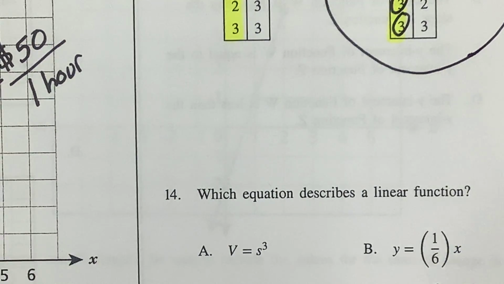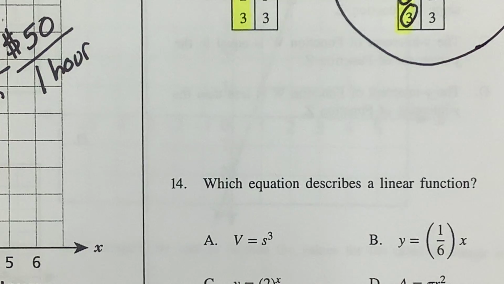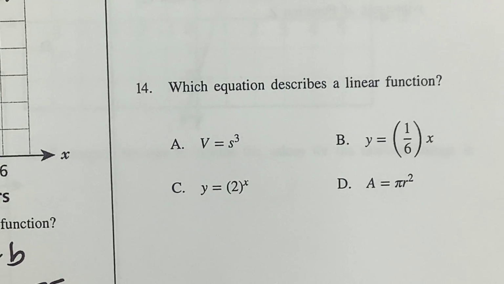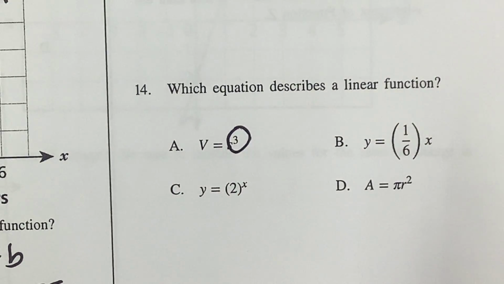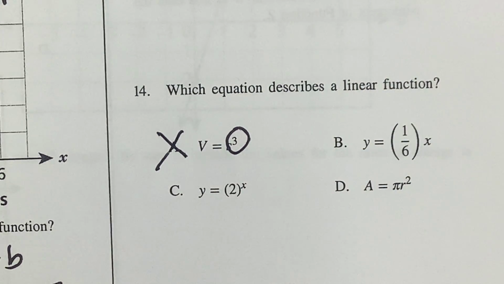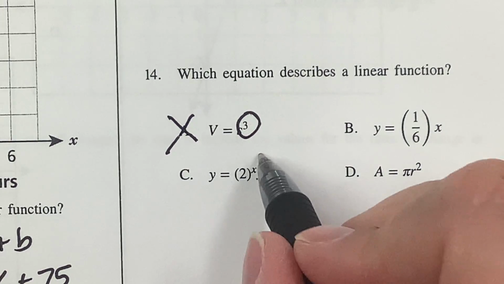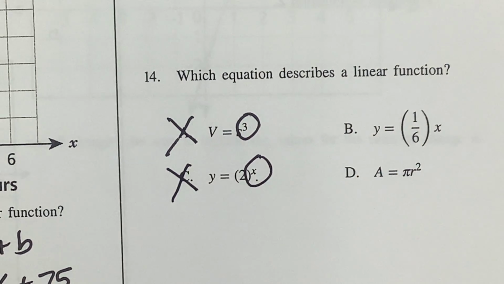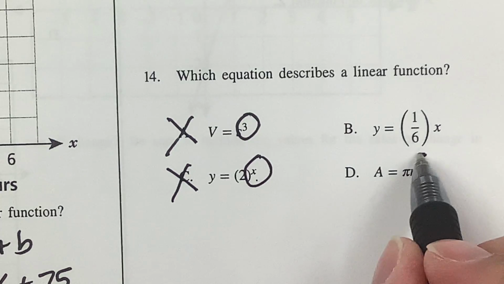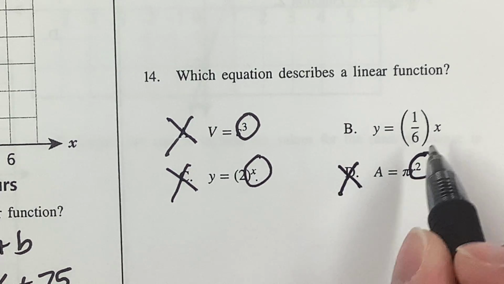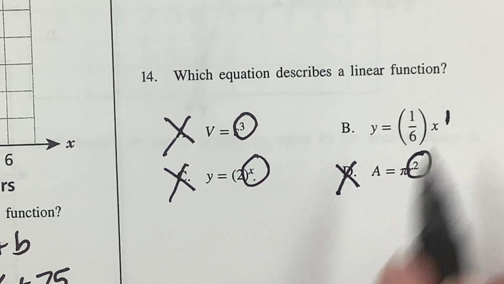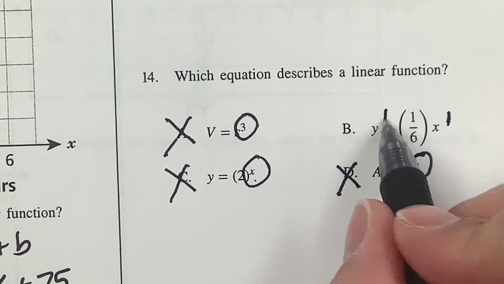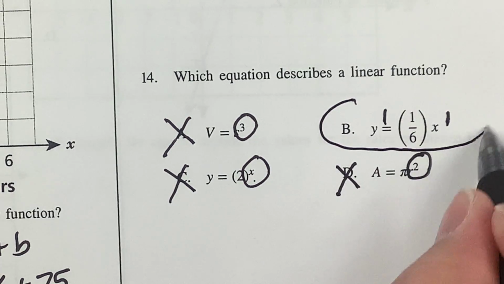Which equation describes a linear function? Well, remember, we're back to, does it have an exponent that is not 1? So this one isn't 1, so that's not a linear function. This has x as the exponent. Ugh, that's definitely not a linear function. This has a square, not a linear function. And this one, even though it has a fraction, the x is x to the first power, and the y is y to the first power. There's my linear function.